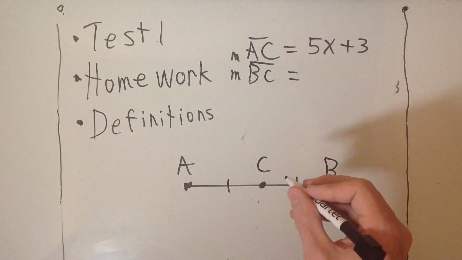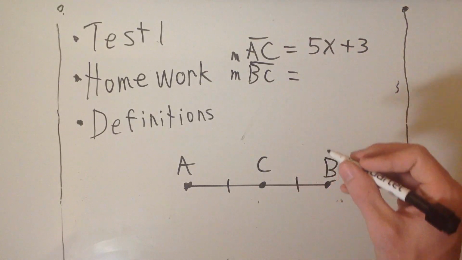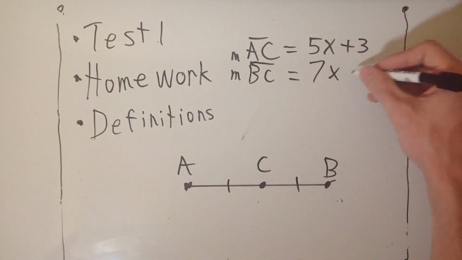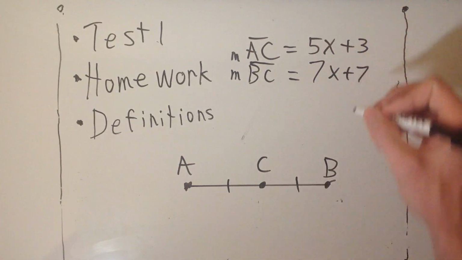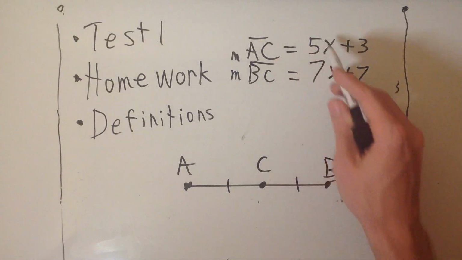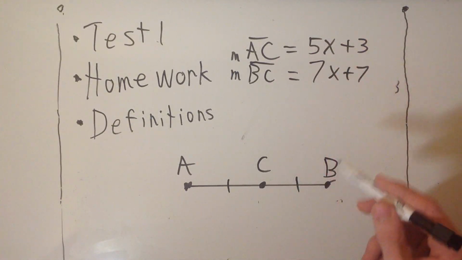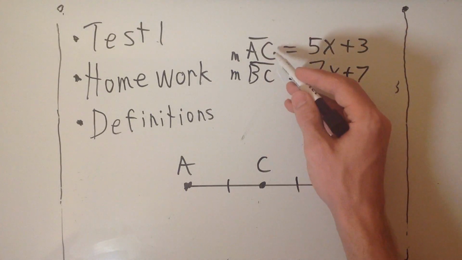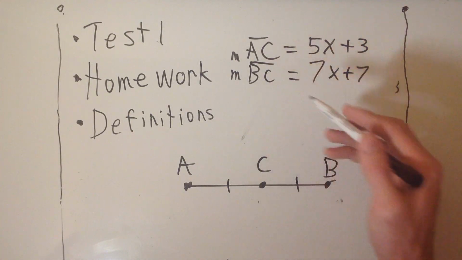equals, let's say, 7x plus 7. So the key here is to recognize that these two line segments are congruent with each other, so we can set these two equations equal to each other and get rid of these unknowns because we don't yet know what length of AC is or what BC is.